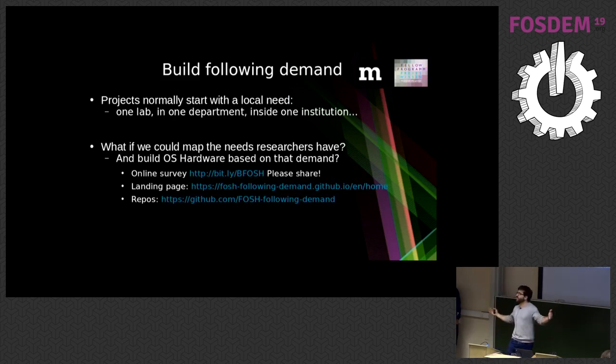So let's say from 1,000 researchers, 800 of them need a better version of a microscope. So let's build that first, get a huge user base using open source hardware, and then move on to the next thing, right? There is already an online survey going on, so I would ask you if you can please share this widely. The project has a landing page where you can find a lot of information, and all the repositories about it are on GitHub.